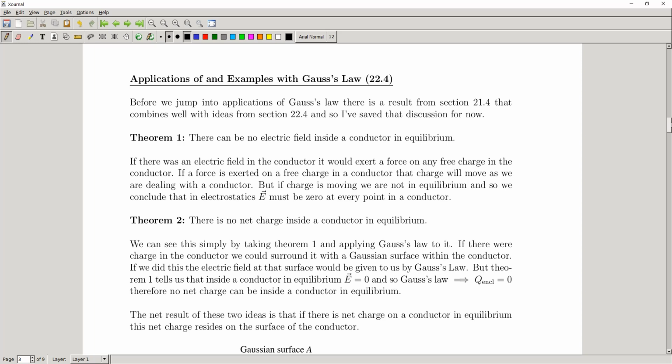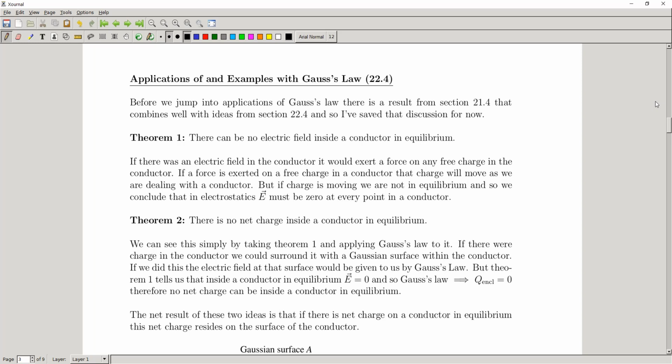And I skipped over that discussion on purpose because I think it pairs well with what they talk about at the beginning of section 22.4 here. And so we're going to talk about these two theorems that are going to lead us to a result that we can use going forward.